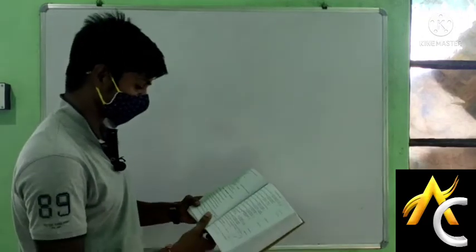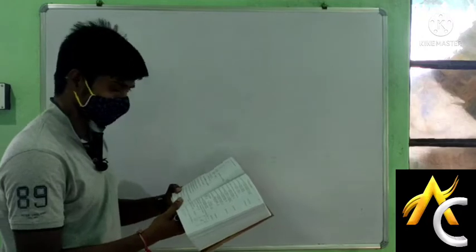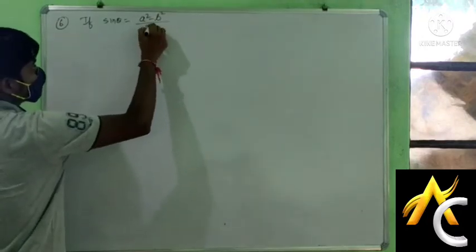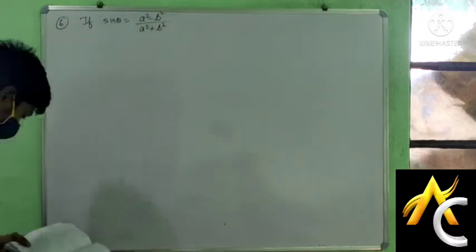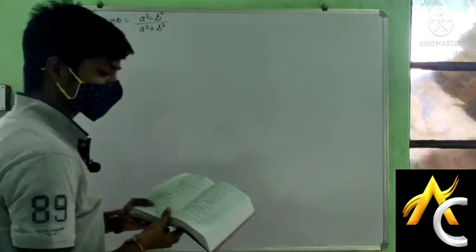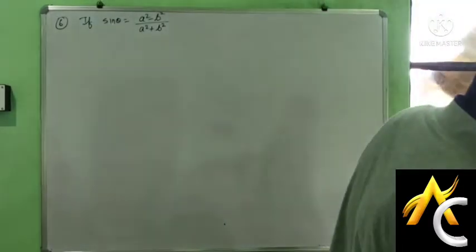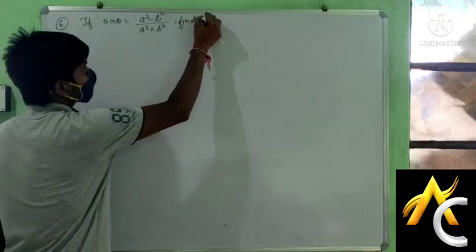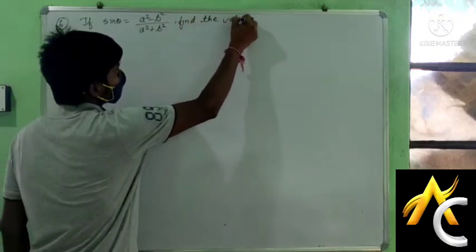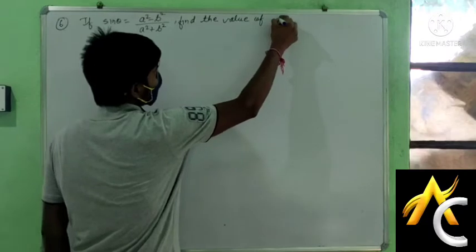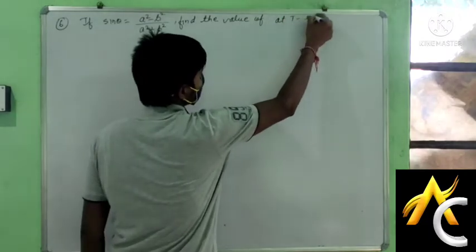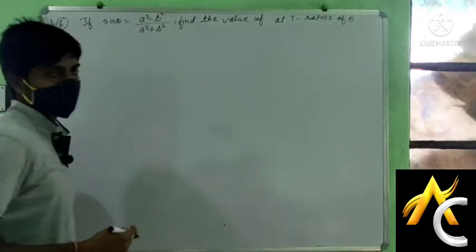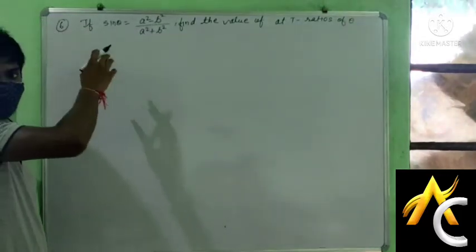And now we are going to solve question number 6. If sin theta is equal to a square minus b square by a square plus b square, so you have to find the value of all trigonometric ratios of theta. It is also similar to question number 1. So we are going to solve it in the similar manner.